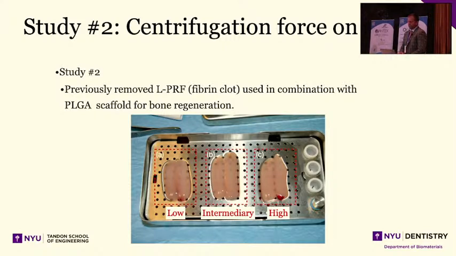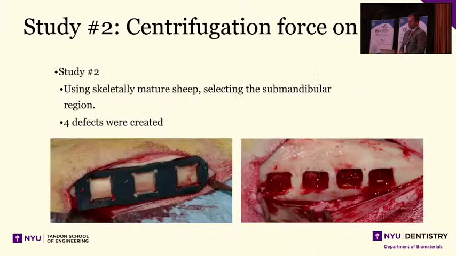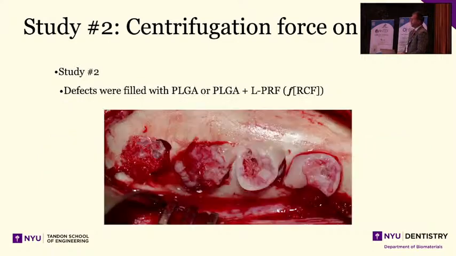So here you see the clots that were separated from the red blood clot at the tube. We ended up taking these. We identified the submandibular aspect of the mandible. We used some 3D printing to create as perfect as you can imagine. I'm not a surgeon. One monocortical defect. We ended up with 4 of those.